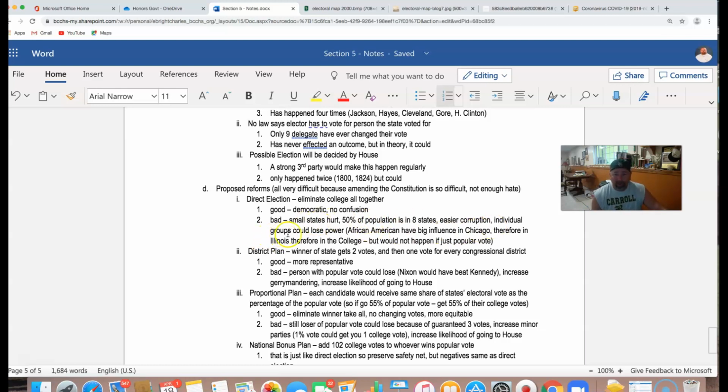So individual groups could lose power and influence in their states, because of a concentration of African Americans in, say, Chicago or South Carolina and so forth. That gives them a lot of pull. If you go to a popular vote, it's just one person, one vote. It doesn't really matter, okay? So in some cases, you have groups that may lose influence within their states. So that's an idea.